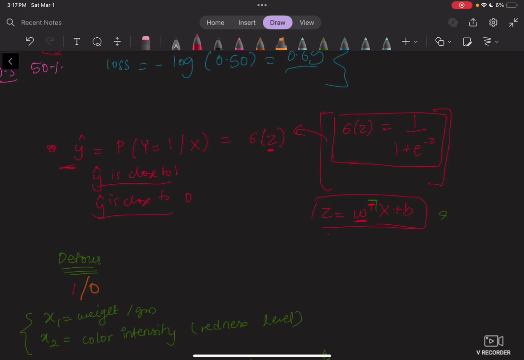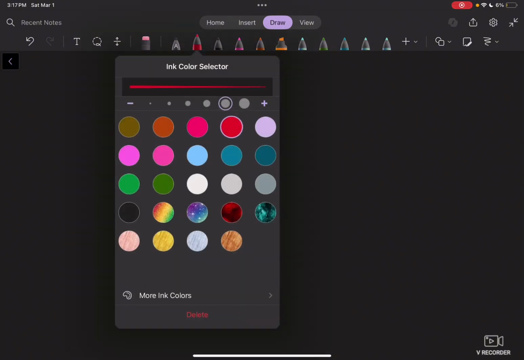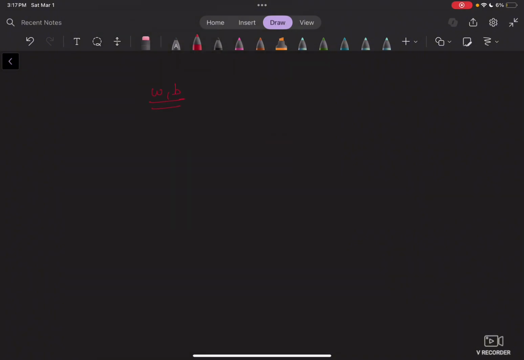Now let's move towards the maximum likelihood function. So we want to find the best parameters for our w and b, so that the model assigns high probability to the correct labels.